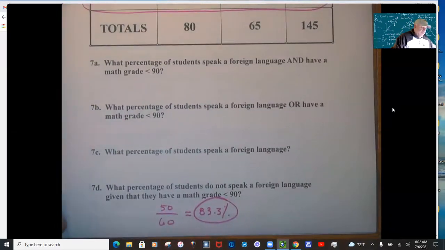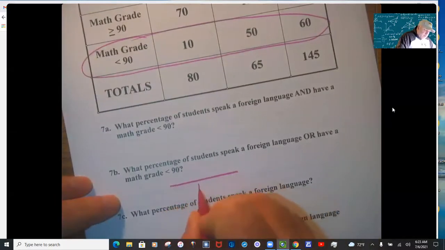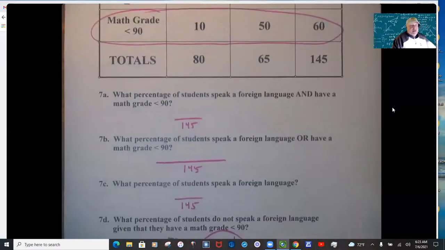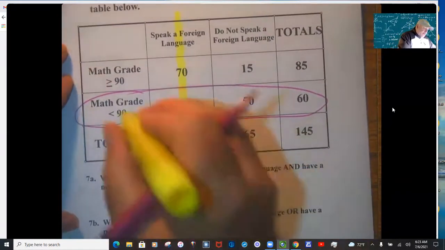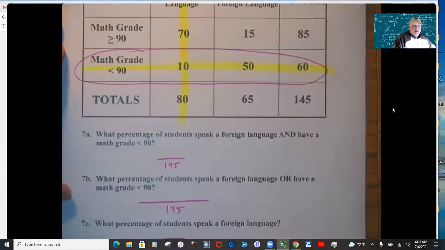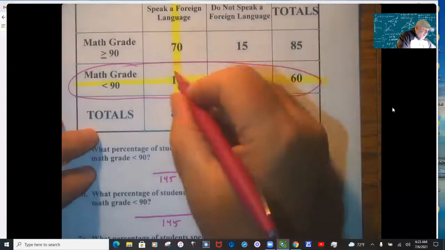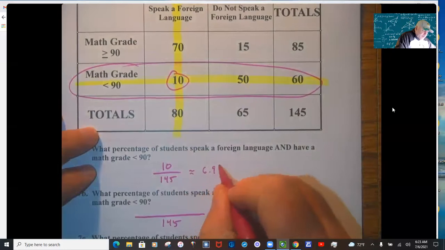The rest of these are going to have bottom numbers of 145, a little bit bigger fraction space on 7B. So what percentage of students speak a foreign language and have a math grade less than 90? We're concerned about that column and that row. So they intersect. So the and means pick the intersection. 10 of those. So this ends up being about 6.9%.